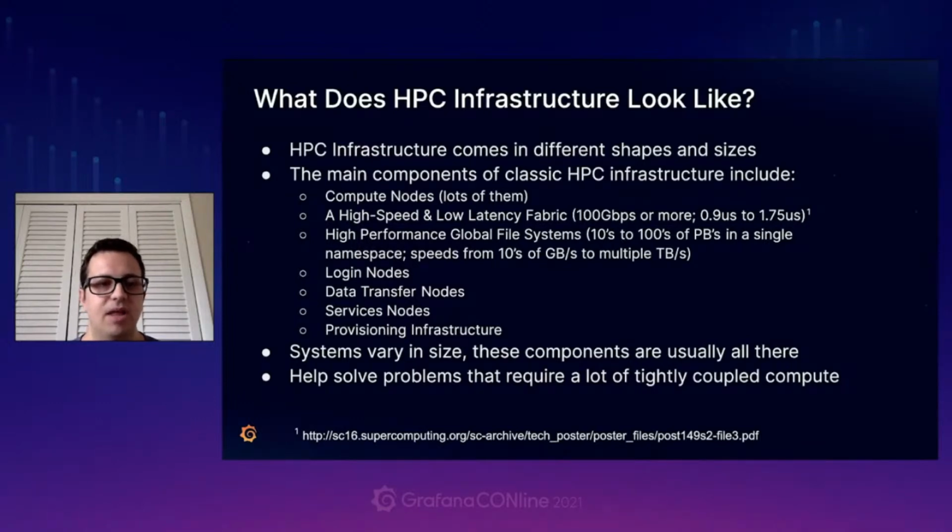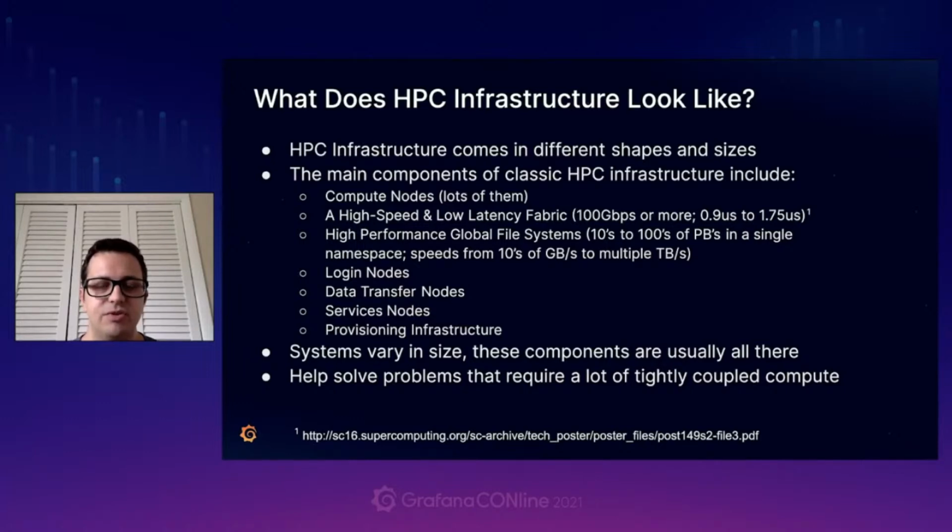So a lot of them have a lot of compute nodes, and then you have a low latency and high speed fabric that connects them all together. Then a high performance global file system that can be tens to hundreds of petabytes in size. It's a single namespace that can go from tens of gigabytes a second to terabytes a second even. And then there's other nodes for users to use, like login nodes, data transfer nodes, other service nodes, and provisioning infrastructure. The size of these components, the ratio of them, changes from system to system, but that's kind of the basic building blocks of it.